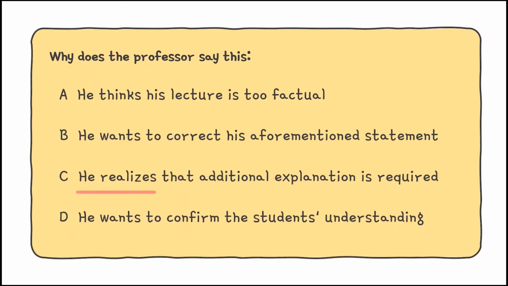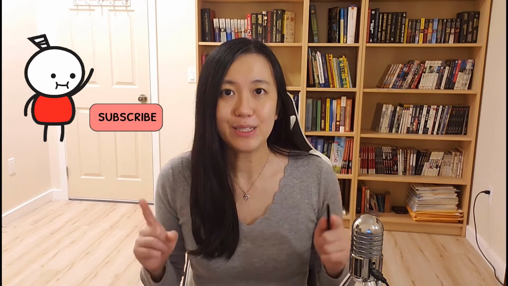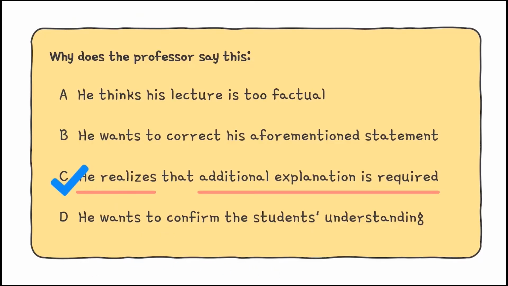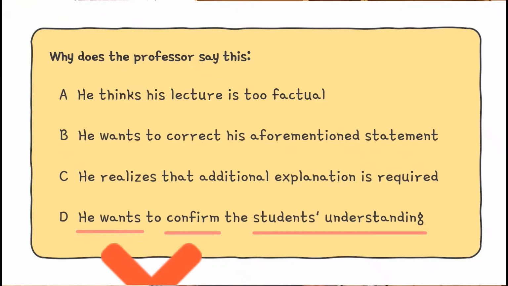C. He realizes additional explanation is required. He explains some boring and hard theories. Then he gives an example to make it easier for his students to understand. This is additional explanation. If it's easy, he doesn't need to give an additional example. So C is right. D. He wants to confirm students' understanding. He doesn't ask the students if they understand, so D is wrong. C. We didn't listen to the whole passage, but we are still able to get the correct answer.